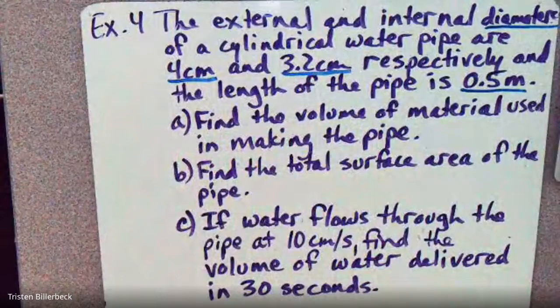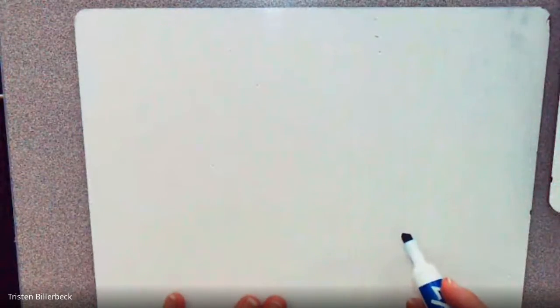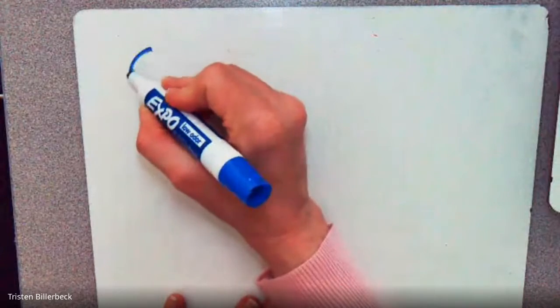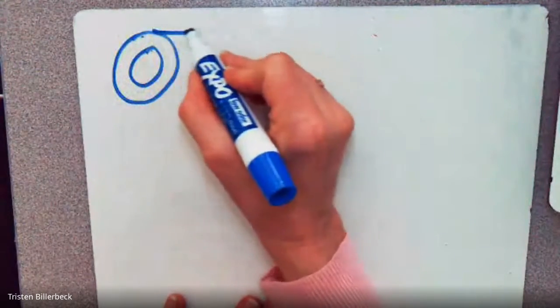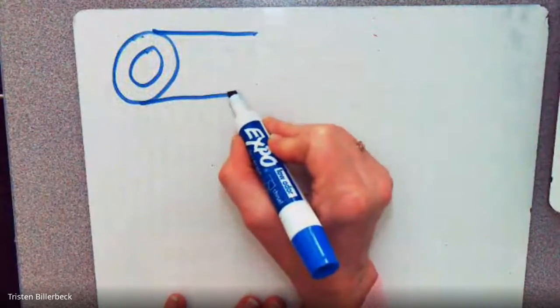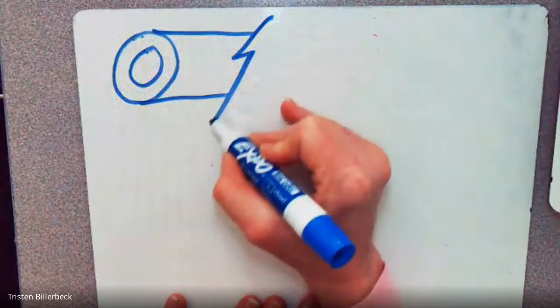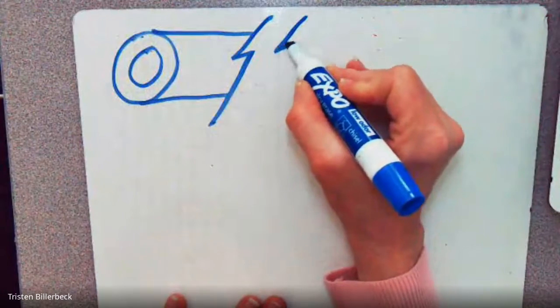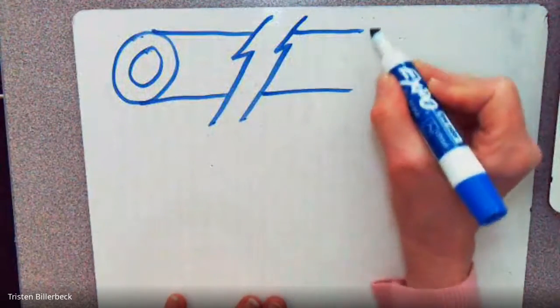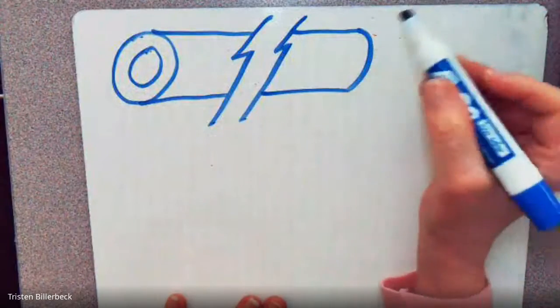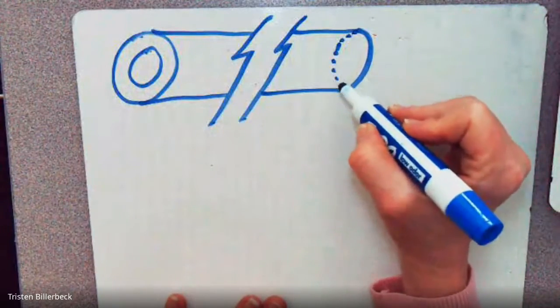Okay, so let's first draw a picture of what we have here. Okay, so we have a pipe. So the pipe has an opening and it has an outside, and it's a very long pipe. So what we're going to do is break it like that in our drawings. So this is how engineers fit things onto drawings that are very long, and they only list critical dimensions.